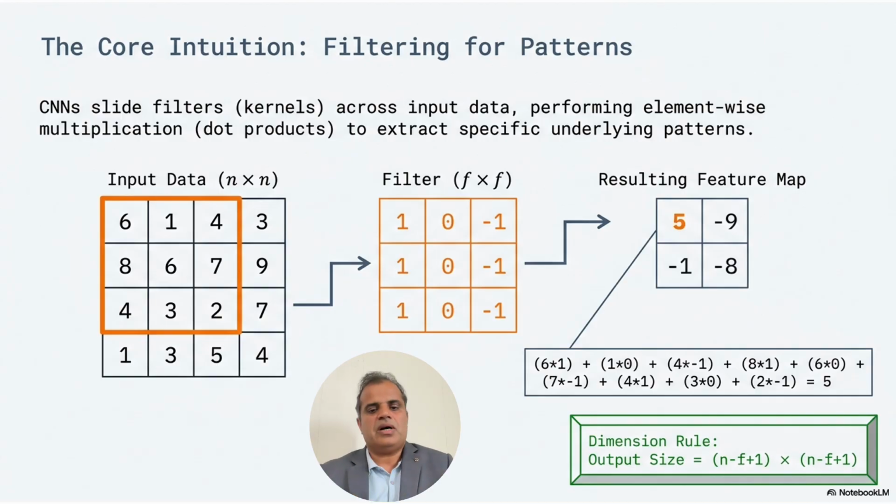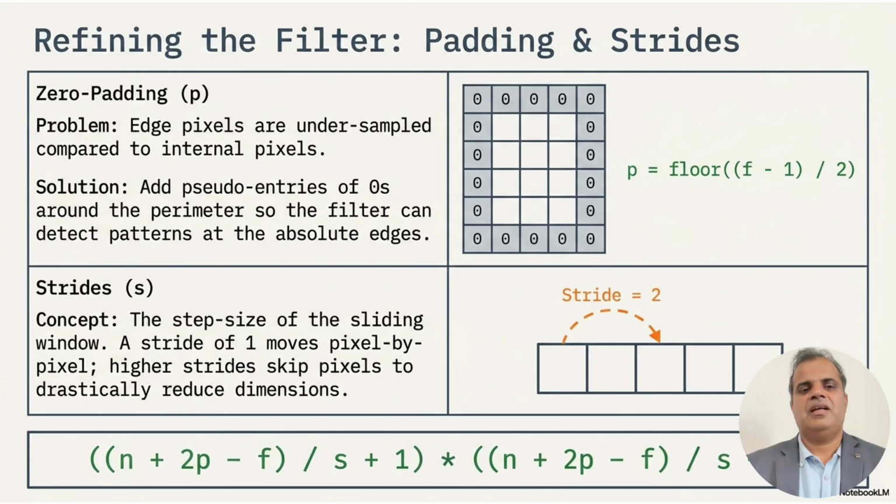This brings us to our green box at the bottom, the dimension rule. Every time a filter slides across data without any modifications, the resulting output matrix will shrink according to the formula n minus f plus 1. Now that we know filters shrink data, we have to deal with two variables that alter this behavior. The first is padding and the second is strides.